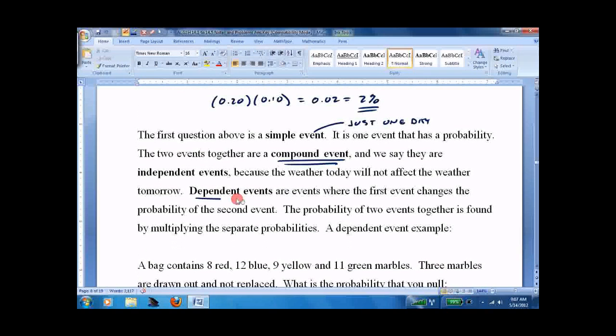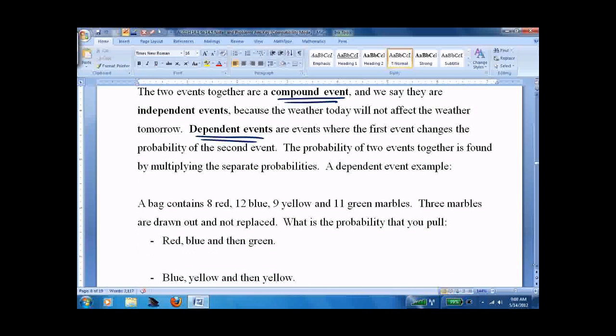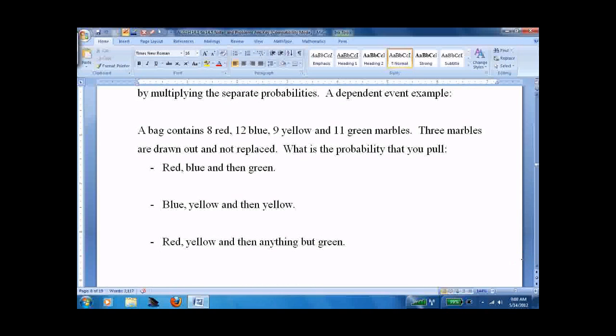Dependent events are different. Dependent events are where the first one actually impacts the second one. And I'll show you a good example of that in a second because it gets very confusing very quickly. You have to do your probability differently, but you're still going to multiply them. So the classic, marbles in a bag, so lifelike. What's the probability we pull a red? Well, that's simple. It's 8 out of 40 because 8 plus 12 plus 9 plus 11, there's 40 marbles. That's 1 out of 5.